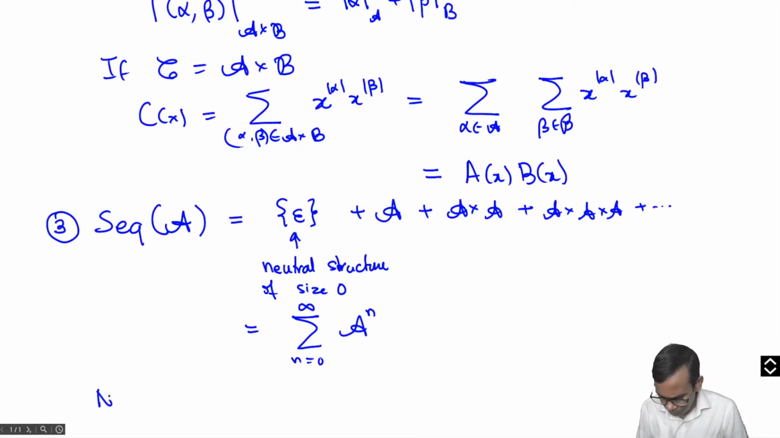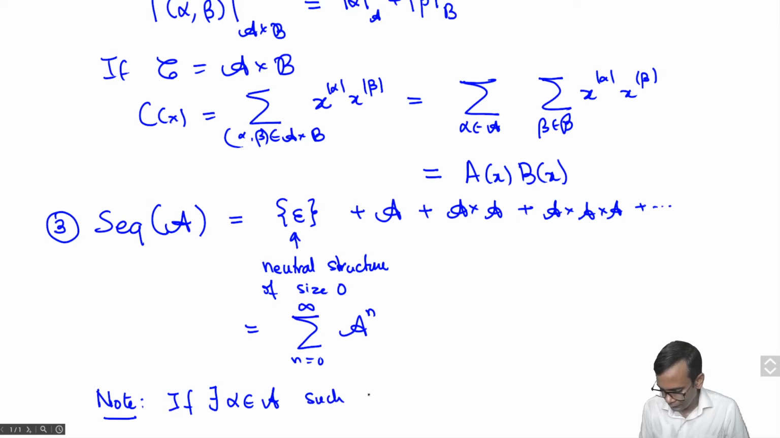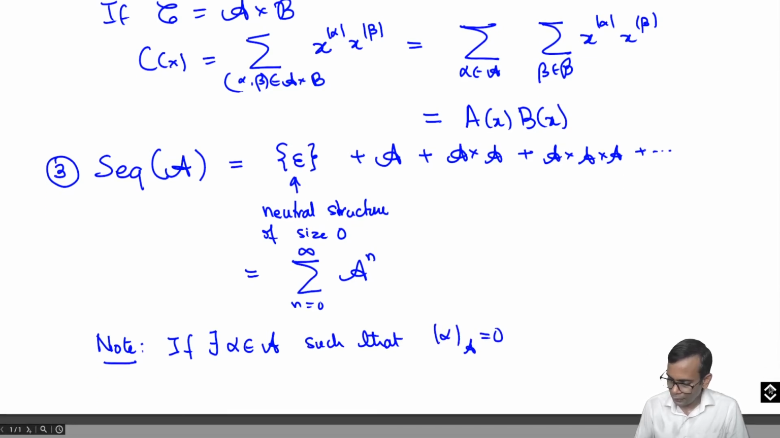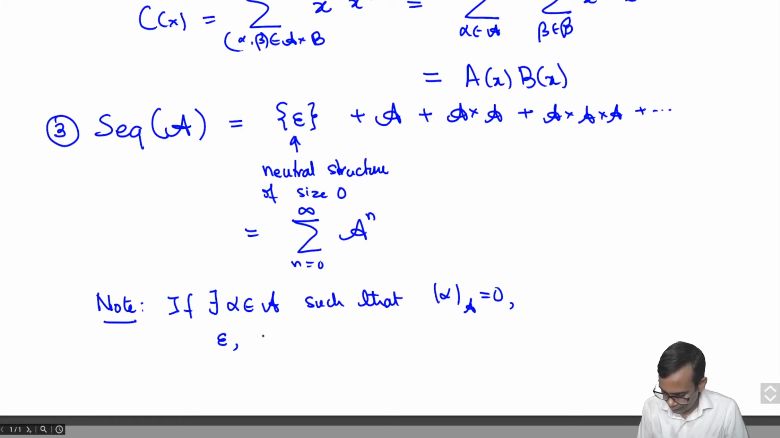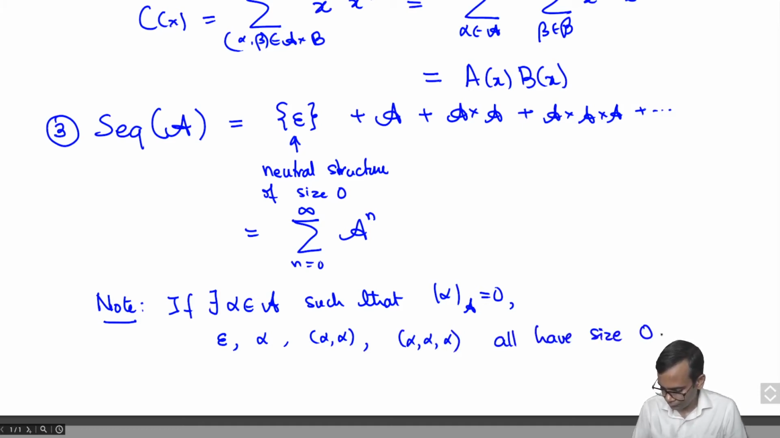Now, one important point to note is that if there exists alpha in A such that alpha has size 0, then in here I can find infinitely many elements of size 0. Epsilon, then I can take alpha itself, then I can take alpha comma alpha in A cross A, then I can take alpha comma alpha in A cross A cross A. All these have size 0, just because of the way size is defined in the product: it's the sum of the sizes of the components.